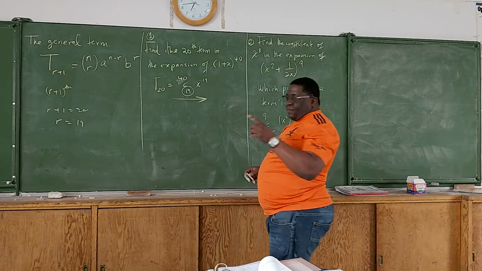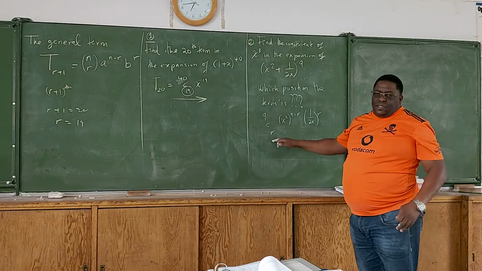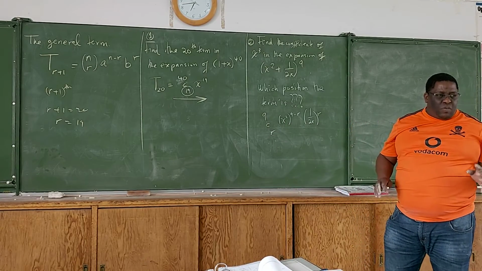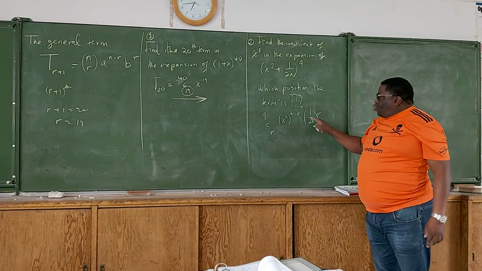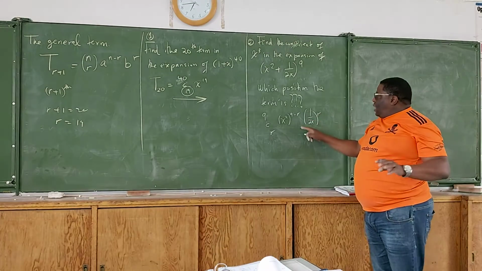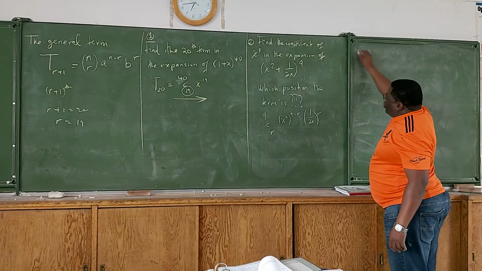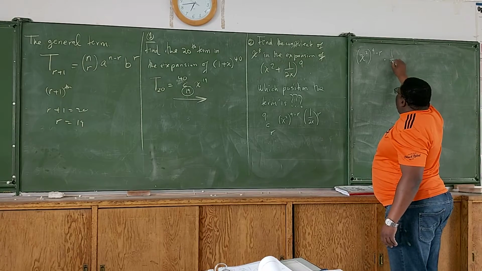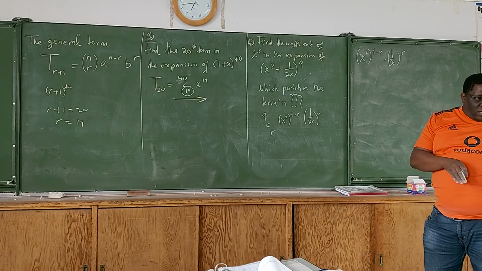This is where x comes in handy. Since we don't know what r is, I'm going to, for the moment, drop the constants. Do you follow what I'm saying? Because I don't know what this value would be. I also don't know what is 1 over 2 to the r. So I'm going to consider this as x squared raised to the 9 minus r times 1 over x to the r. I'm dropping the constants.